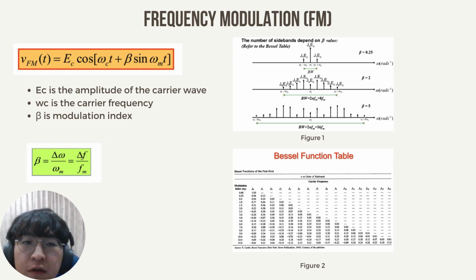Figure 1 is an example of the frequency spectrum. Based on the frequency spectrum, we can obtain the number of sidebands and the modulation index based on the Bessel function table. For instance, the first frequency spectrum only has one sideband, which is J1. Therefore, based on the Bessel function table, the modulation index is 0.25.